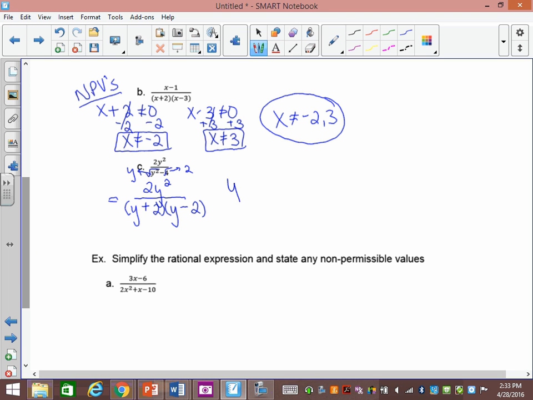So you'd have y plus 2 can't equal 0. Y can't equal negative 2. Y minus 2 can't equal 0. Y can't equal 2. So we can put them together and we can say y can't equal positive or negative 2.